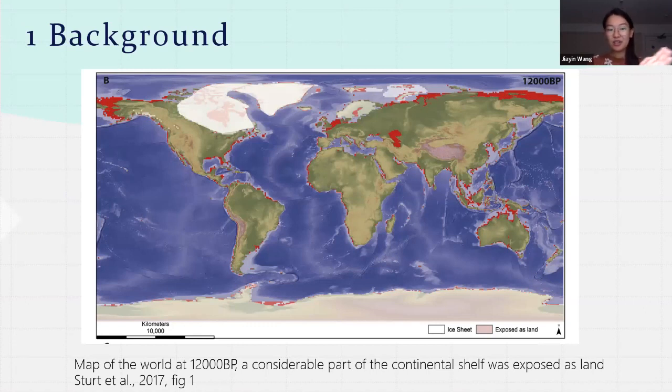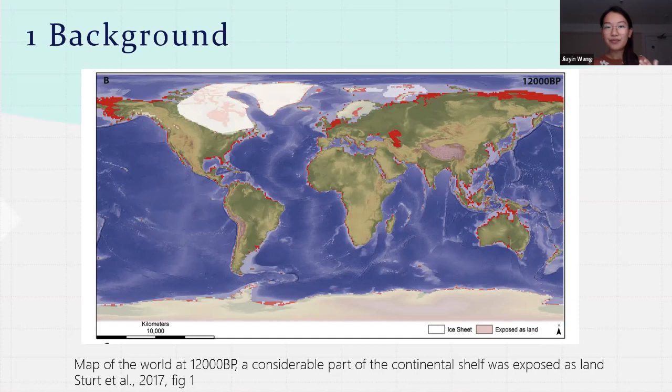This is a map of the world at 12,000 years before present. And we can see all the areas marked with red represent the exposed continental shelves. For example, we have the famous Doggerland here in the North Sea, and also the Beringia area. And basically along all the coasts we can see on the map, there are continental shelves extended from the coast.